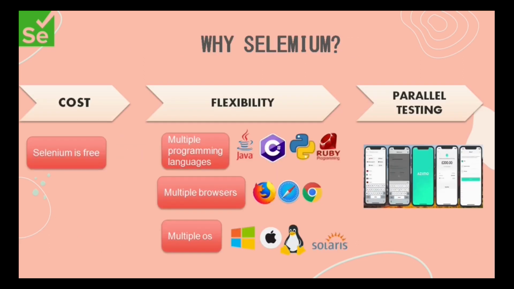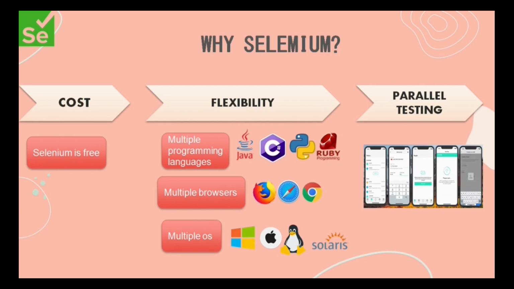So moving forward, why Selenium? First thing, we will choose Selenium because of cost. Selenium is free, it is open source. As compared to the other tools like QTP and UFT, they are paid. The second point is flexibility. Selenium supports multiple programming languages like Java, C#, Python, Ruby, and many more. Whereas if you go to some other tool like QTP, it supports only VBScript.